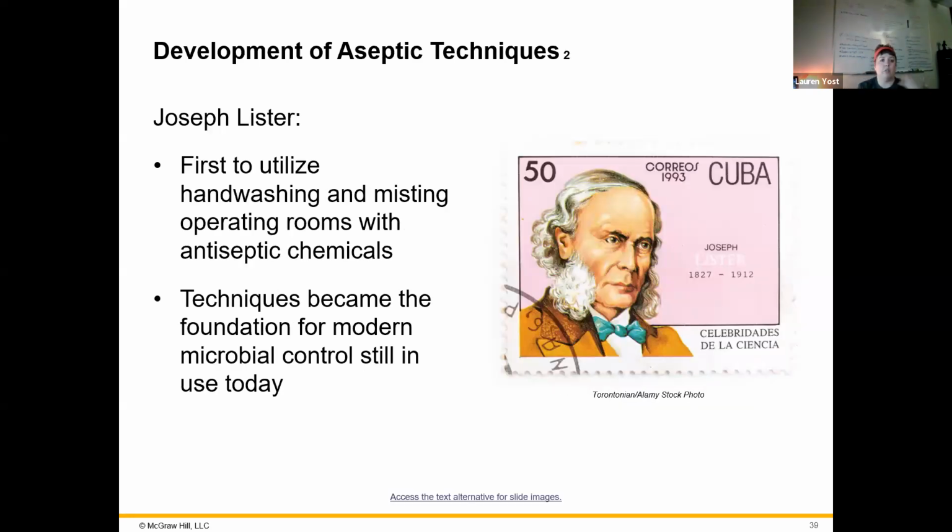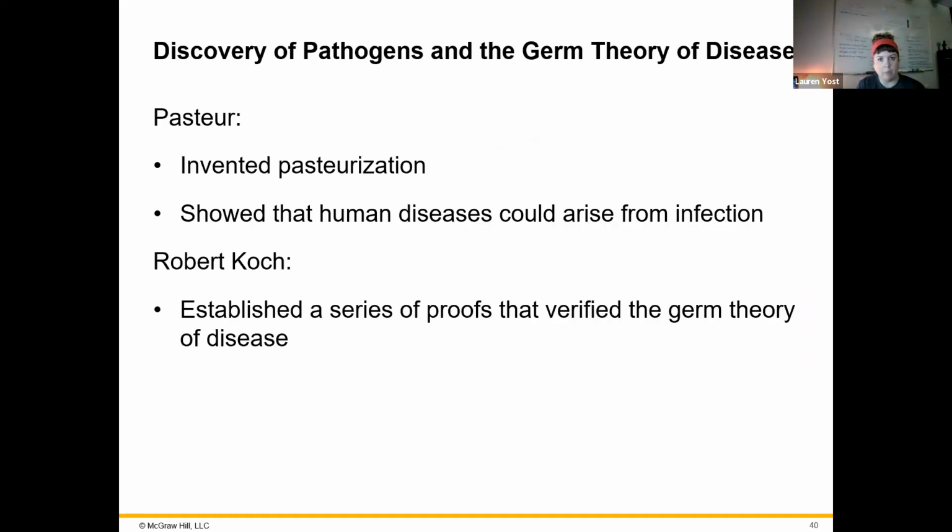Then we have Lister to thank for aseptic technique, utilizing hand washing and misting in operating rooms in order to remove as many of the microbes as we possibly could. And now that concept has stuck with us in medicine and pretty much anywhere that you're performing microbiology, even to this day, right? We know how important washing our hands can be. Pasteur also invented pasteurization, heating and cooling liquids so we don't damage the liquid, but can get rid of microbes, or at least pathogens, in the process. He also was the one that showed us that human diseases could arise from infection.